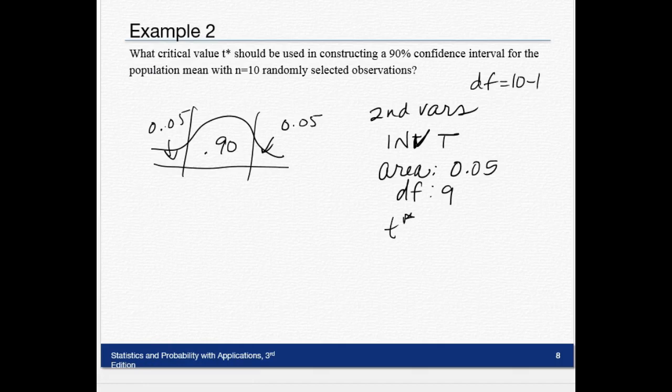Okay, so t star equals 1.833. Don't worry about the negative. You can drop the negative. Okay, so just like before, you're going to have a couple problems where you just have to find the t star part. All right. Now look at number 9, or sorry, example 3.